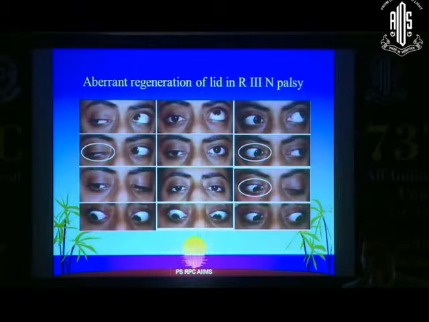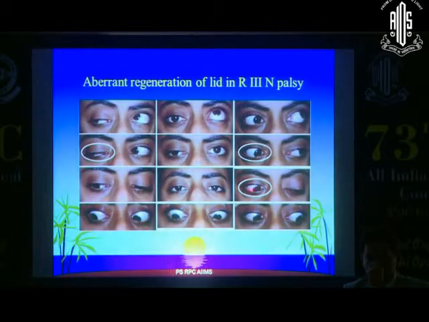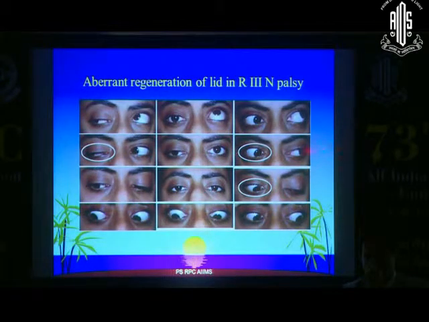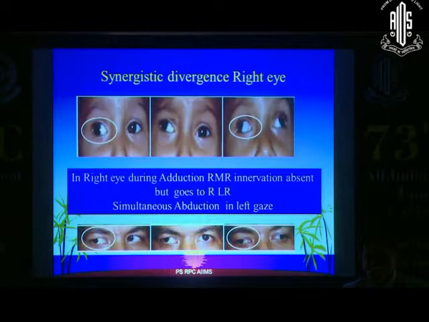Cases of aberrant regeneration with the von Graefe sign, what you'll see here is that there is a lid retraction on looking down or on adduction. And these cases can be used to your advantage by operating on the opposite eye to correct not only the exodeviation but also the aberrant regeneration, correcting the ptosis.